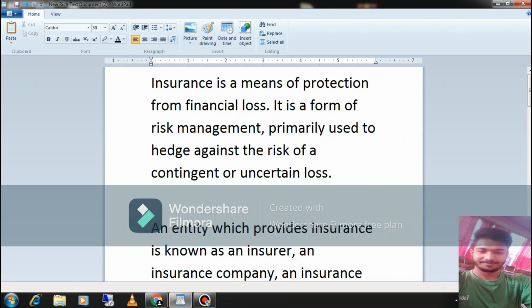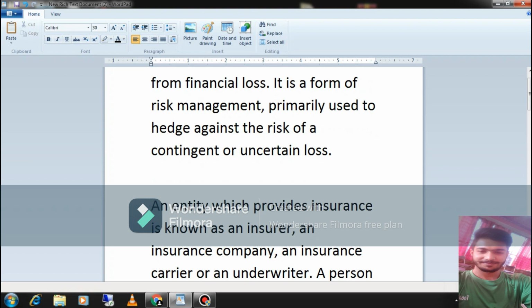Insurance is a means of protection from financial loss. It is a form of risk management primarily used to hedge against the risk of contingent or uncertain loss. An entity which provides insurance is known as an insurer.